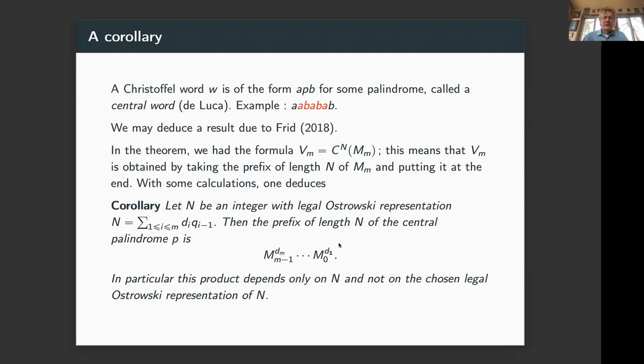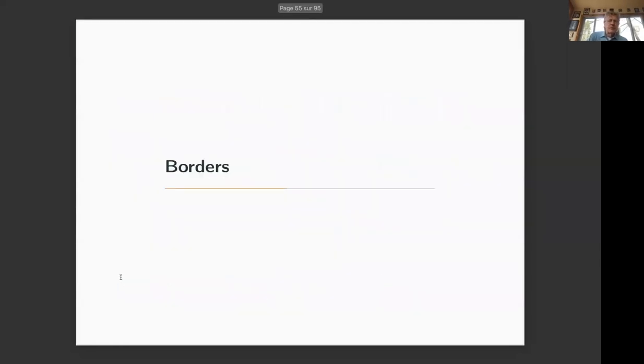Let N be an integer with legal Ostrowski representation N equals this formula. Then the prefix of length N of the central palindrome P is equal to this product. And in particular, this product depends only on N and not on the chosen legal Ostrowski representation of N. This is very interesting because of this invariance property.